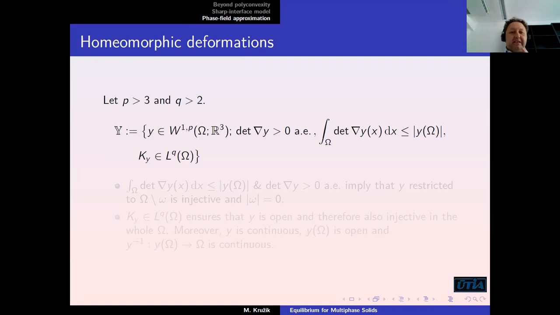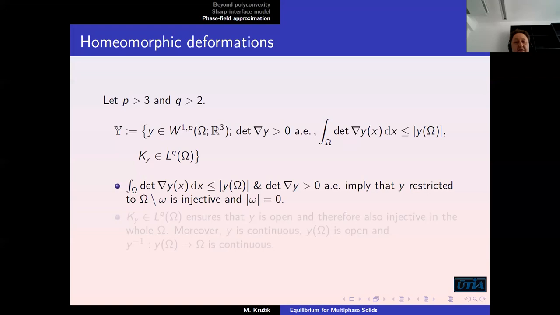So we will assume that our deformation lives in W^{1,p} for p bigger than 3, the dimension. We assume positive determinant almost everywhere. We assume this inequality, which is known as the Ciarlet-Nečas condition, which tells us that our deformation y is injective almost everywhere, I mean, these conditions together tell us that. And then we still assume that the distortion is in L^q for q bigger than 2.